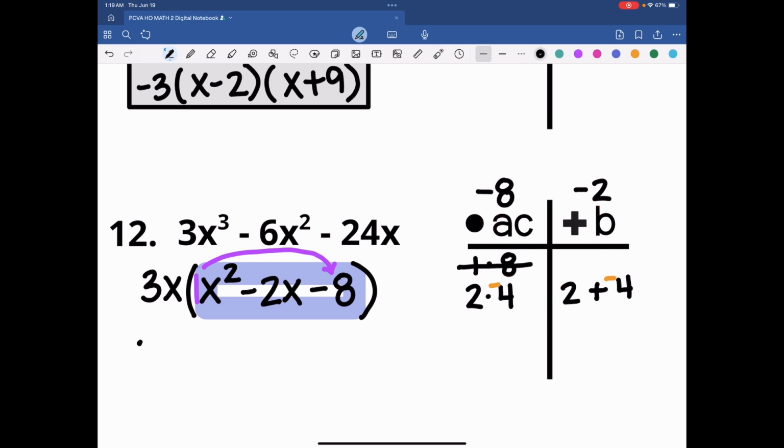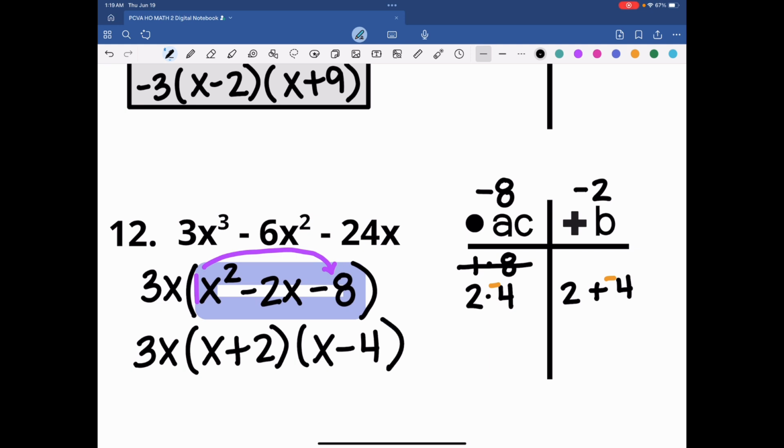All right, so I have 3x, and I'm going to do 2 parentheses. I have x plus 2, and then I have x minus 4. Now, again, I did technically say that I multiplied the 1 over, but dividing by the 1 is not going to change anything. So I'm done with this problem. I have my factored form.